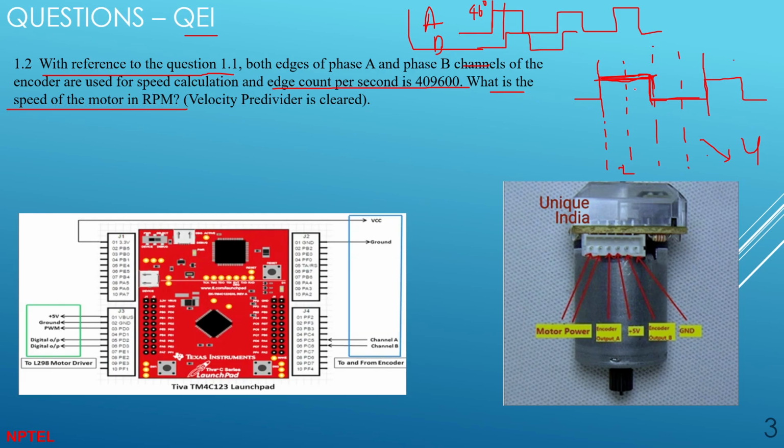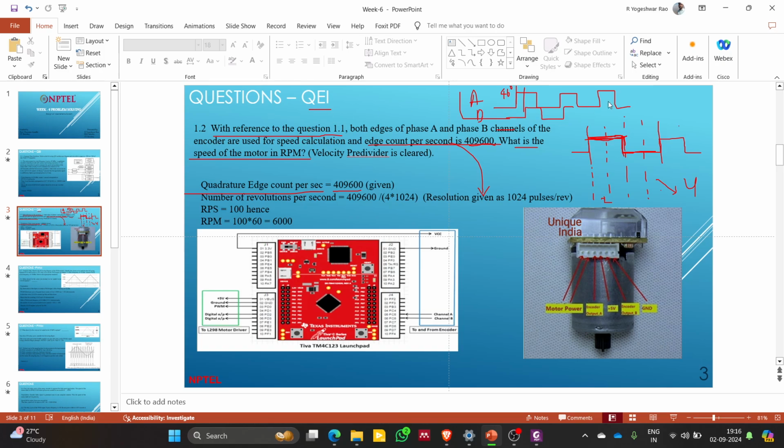So the edge count per second is basically how many readings are coming from the encoder. Here it is given, which is 4096, and you need to convert that into a speed. What is given? Quadrature edge count per second is 4096. It is given to us, and we need to calculate RPM. So how do we proceed with this kind of question? Can anybody say something?